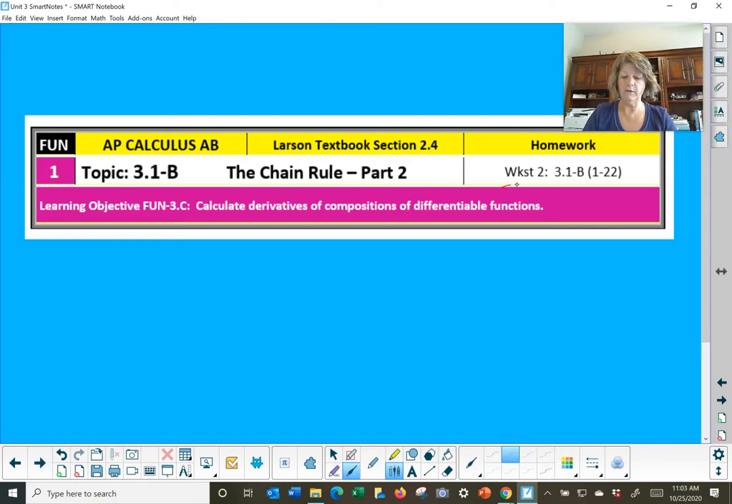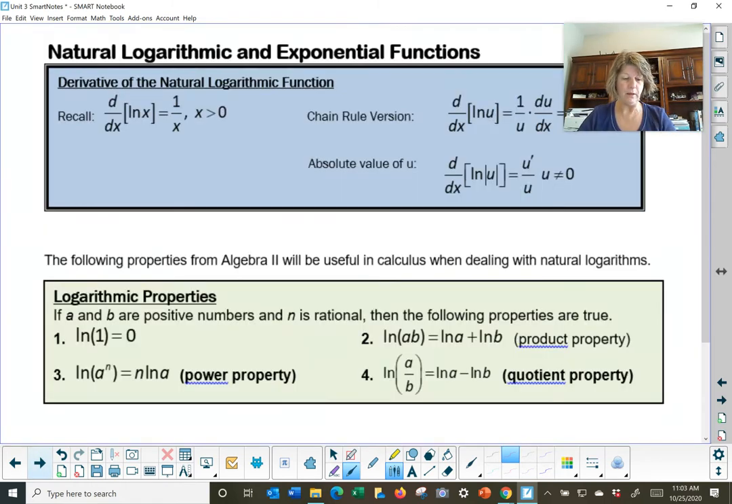All right, that brings us to day 2, 3.1-B, worksheet for homework tonight. So we're going to delve into natural logs and e's using chain rule.